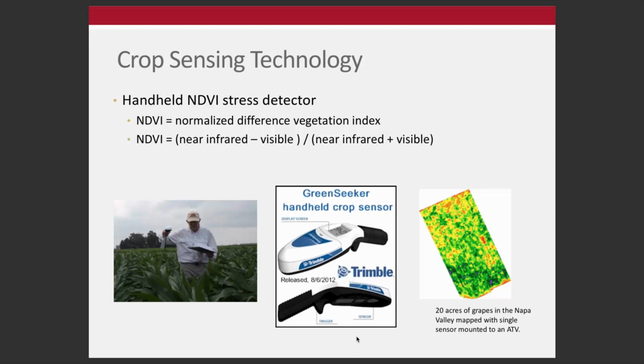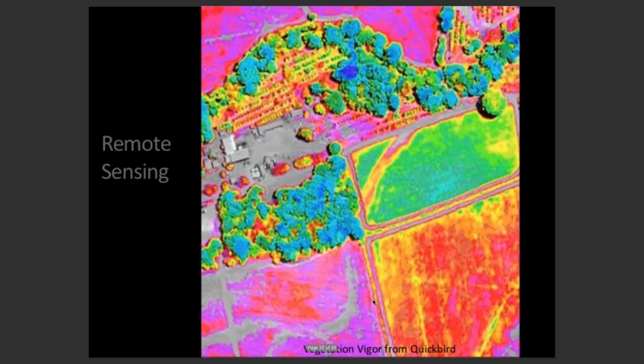Okay, so that's an active sensor. When we're getting into this remote sensing concept, that's what we call passive sensing. So we're not sending any energy, any near infrared or visible light at this crop. It's just collecting what's bouncing off of that canopy from the sun.